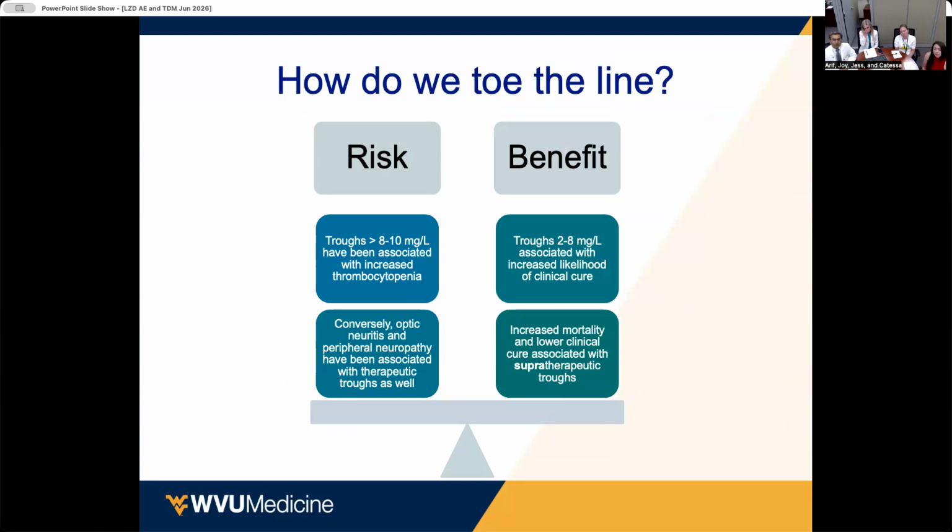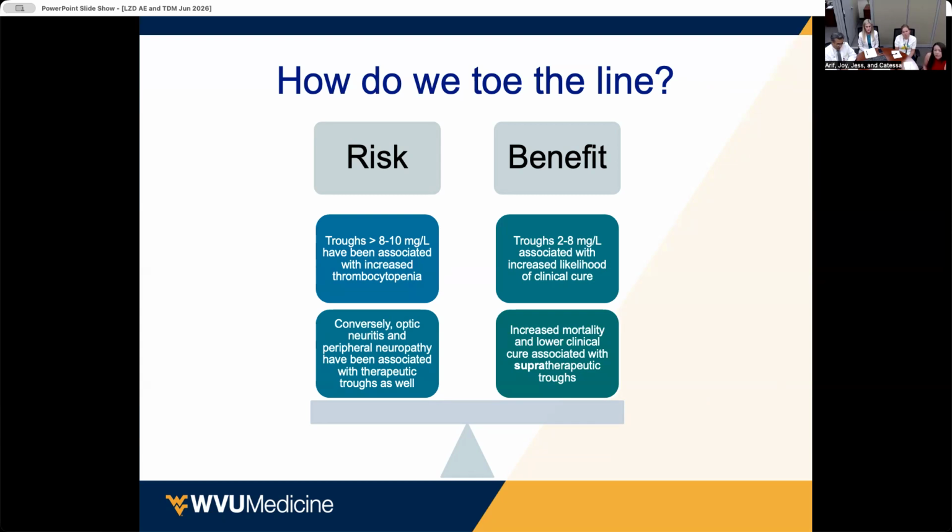For the risk side, so troughs of over 8 to 10 have been associated with increased thrombocytopenia, but conversely, optic neuritis and peripheral neuropathy have been associated with therapeutic troughs as well. So our TDM doesn't always predict toxicity, but it can be helpful for us. And of course, while we're monitoring TDM, we want to make sure that we're also achieving clinical efficacy. So troughs of 2 to 8 are associated with increased likelihood of clinical cure.